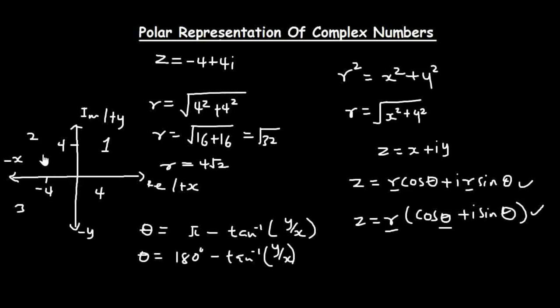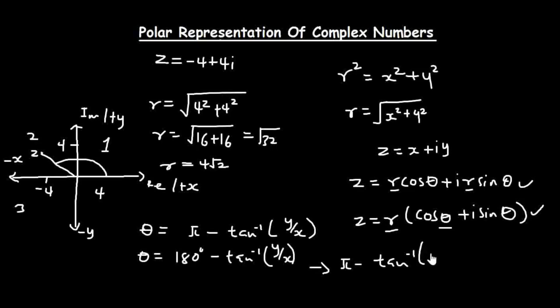In this case, let's say we have z here. The argument will be this angle here, the angle from the positive x-axis to this line. That is the argument. For this complex number, I would like the answer in radians, so I'll use the first formula: pi minus the tan inverse of y over x.